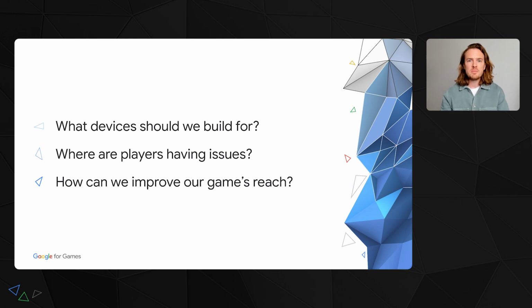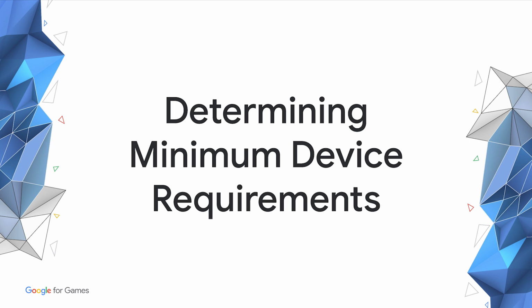Now, these have traditionally been challenging questions to answer. The Android ecosystem is a big place with a lot of diversity. But Reach and Devices has a lot of data to help you out. And I'm here today to show you a few practical examples of how you can use it to make informed technical decisions. So let's start with the first question.